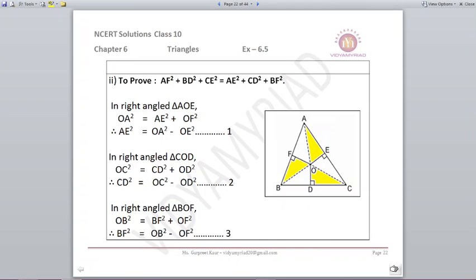Last is BOF. BOF means OB square is equal to BF square plus OF square. So BF square is equal to OB square minus OF square. Let it be equation number 3. Add all the equations.